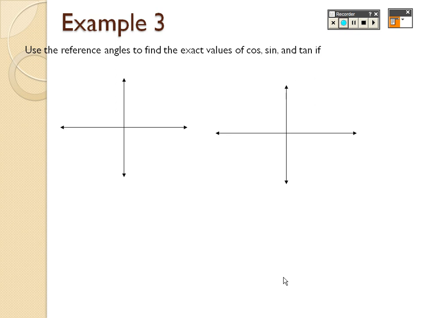So use the reference angle to find the exact values of sine, cosine, and tangent of the following. Like I told you before, pi over 6. Why pi over 6? Because whatever is on the bottom, that's your reference angle. Radians are easy to find the reference angles. So 5 pi over 6 is going to be pi over 6 as the reference angle. So we'll get to that when we come back.